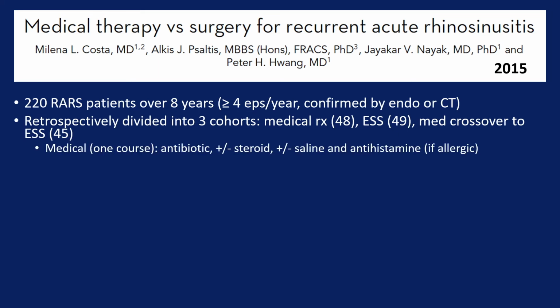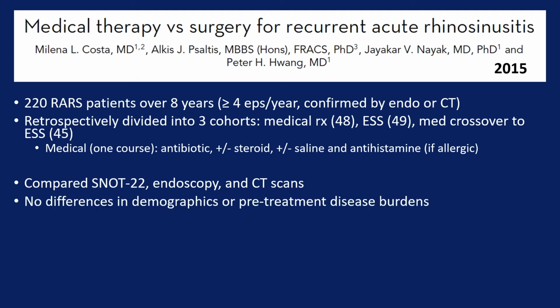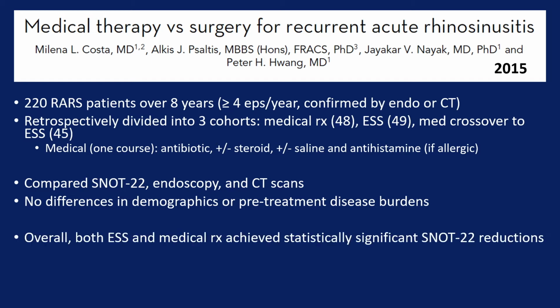So they all got 1 course of medical therapy at least: antibiotic, plus or minus steroid, plus or minus topical saline, plus or minus antihistamine if allergies. So good indications, good inclusion criteria. They compared SNOT-22, endoscopy, and CT scans between patients. They had no differences in demographics or pre-treatment disease burdens. Again, a nice clean study here.